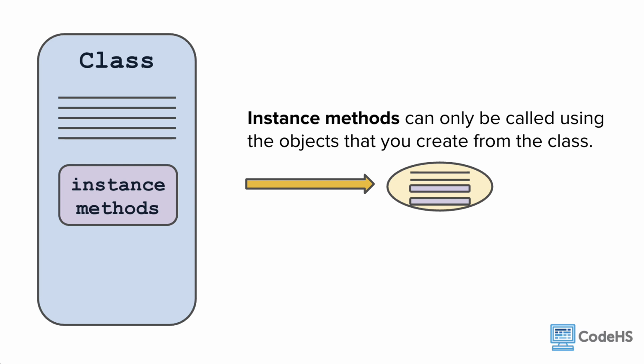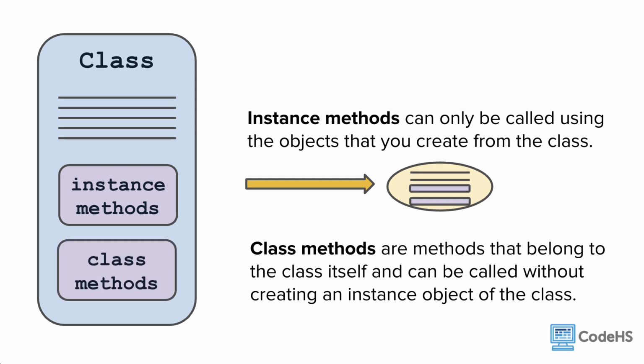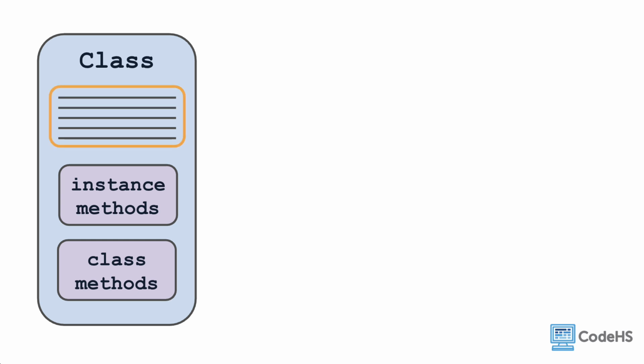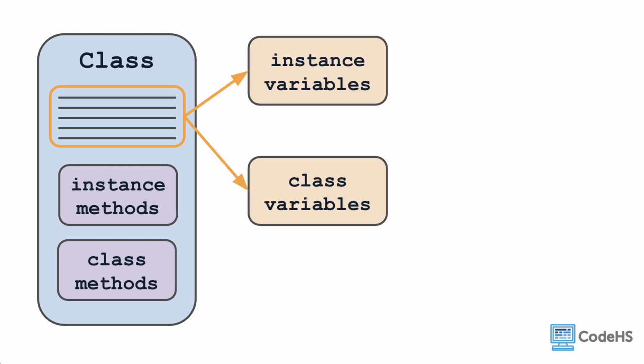In addition to instance methods, a class can have class methods. Class methods are methods that belong to the class itself and can be called without creating an instance object of the class. And just like a class can have both instance methods and class methods, a class can have both instance variables and class variables.